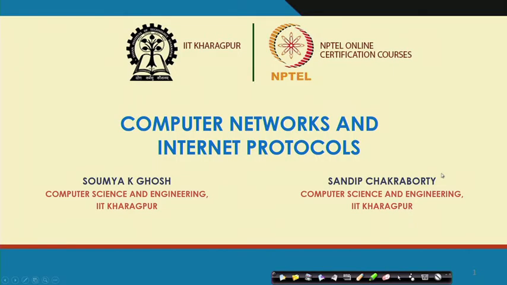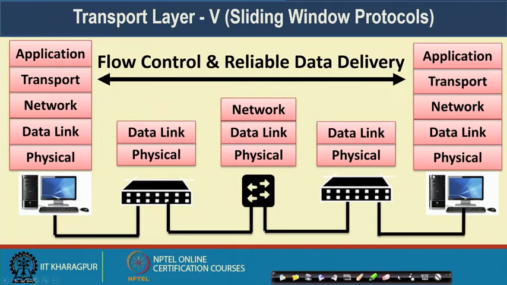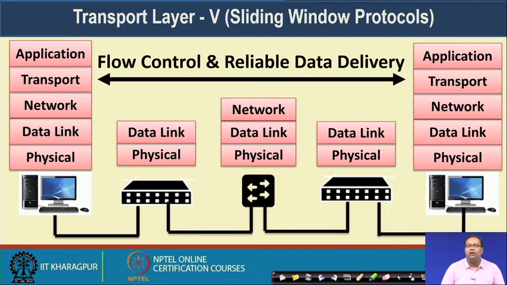Welcome back to the course on computer network and internet protocols. In the last class we discussed flow control and reliable data delivery protocols over the transport layer, and we looked into the details of the stop and wait flow control and reliable protocol, which we call the stop and wait ARQ.